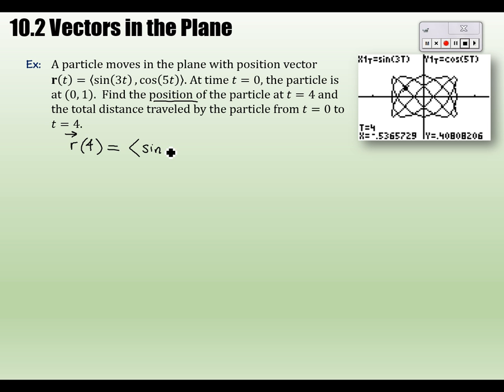We'll get sine 12, comma, cosine 20, right? And you can approximate those: 12 radians, 20 radians. Make sure your calculator is in radian mode. Okay. Particle from t equals 0 to t equals 4. That's a little bit of a different question. How do we answer that? So this is position. One way you could do it is by integrating, finding the velocity function and integrating it from 0 to 4. That's what we just said. But if I give you a position function, is there an easier way to do this?